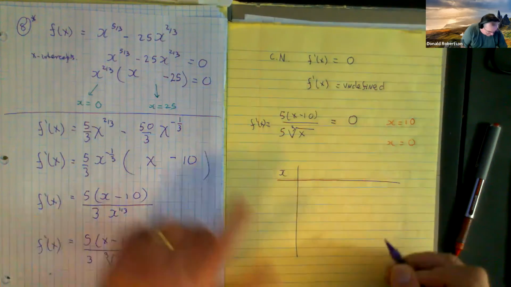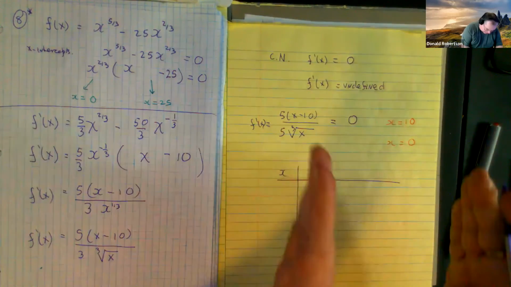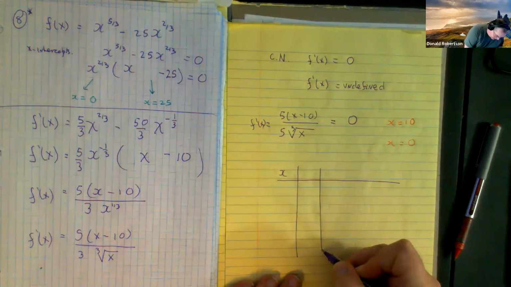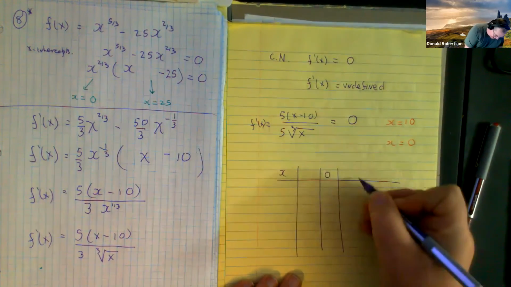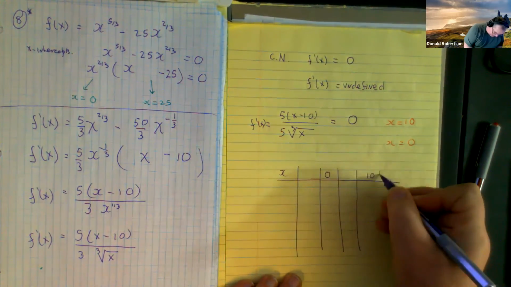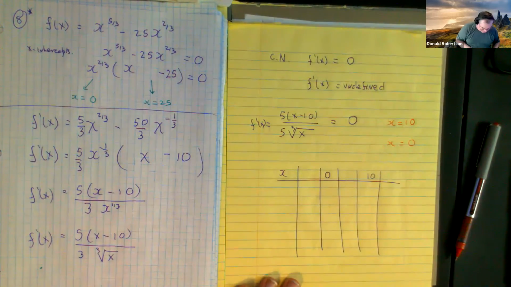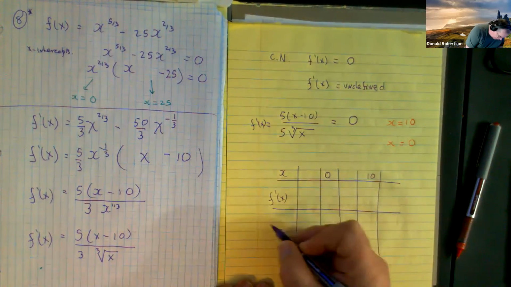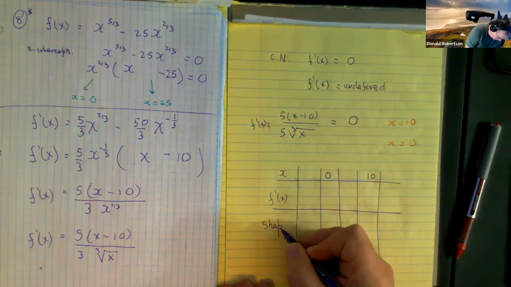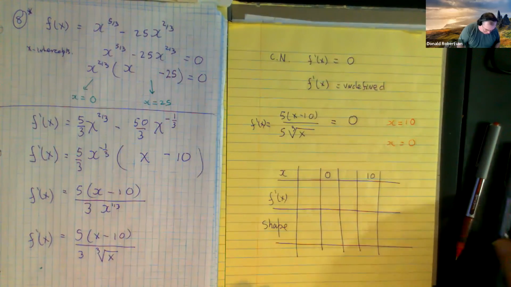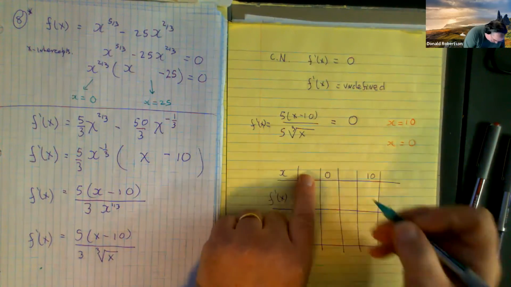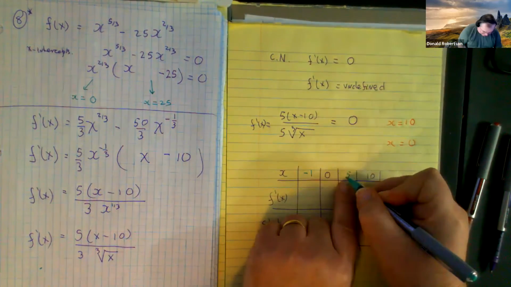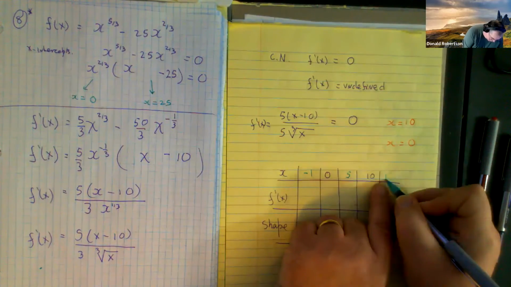Now, in this particular one, there are no restrictions. You know, like the square root, I had to start here and finish here. There are no restrictions. So it's going to be a gap, a 0, a gap, a 10, a gap, like that. And I'm going to be doing the first derivative, and I'm going to do the shape. Here, how about -1? I don't know why, 5, and just because I want to, 11.